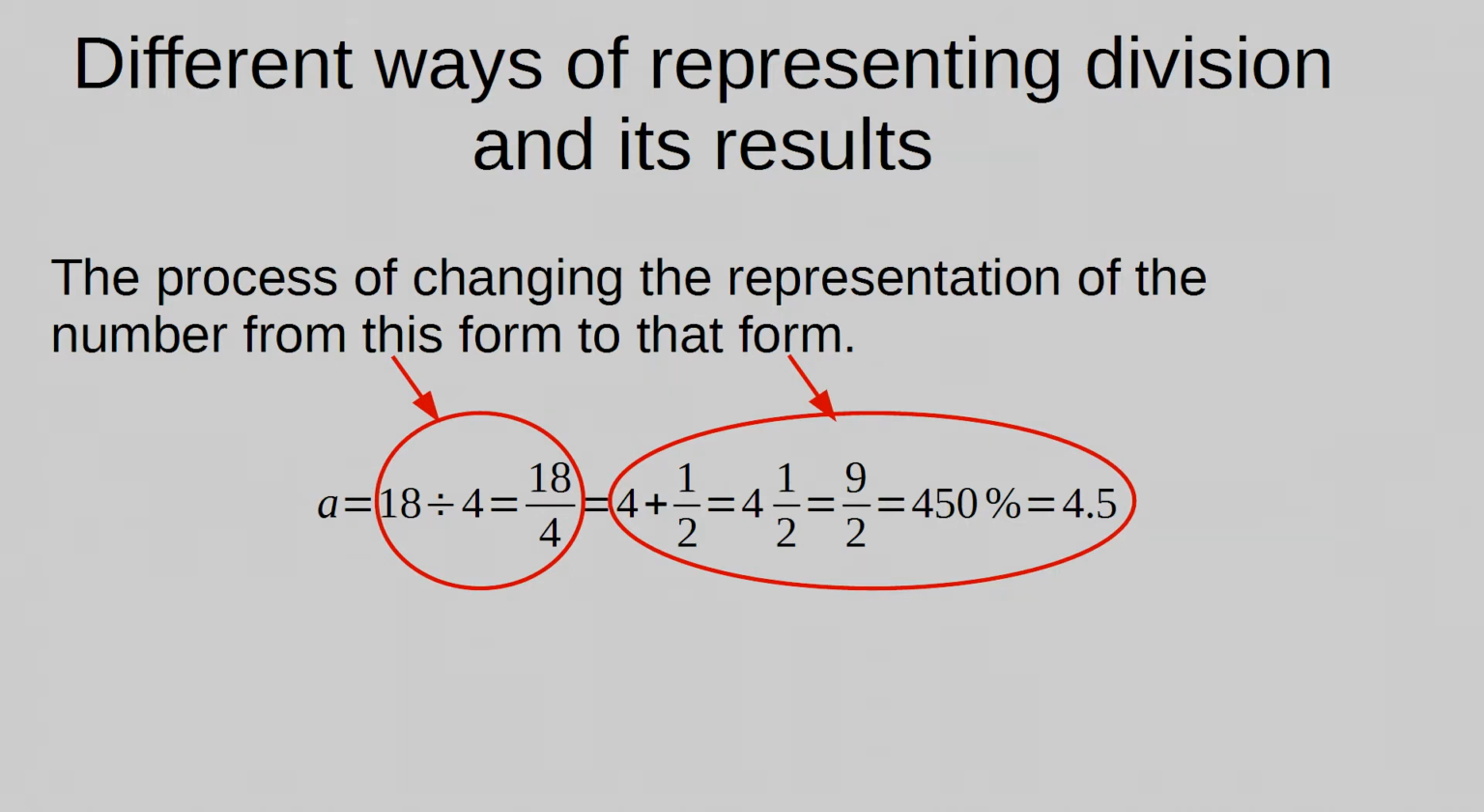All of the numbers written are the same number. So 18 divided by 4 is the same as 4 plus a half, or 4 and a half. And it is also the same as 9 divided by 2, which is the simplest fraction. It's the same as 450% and 4.5.